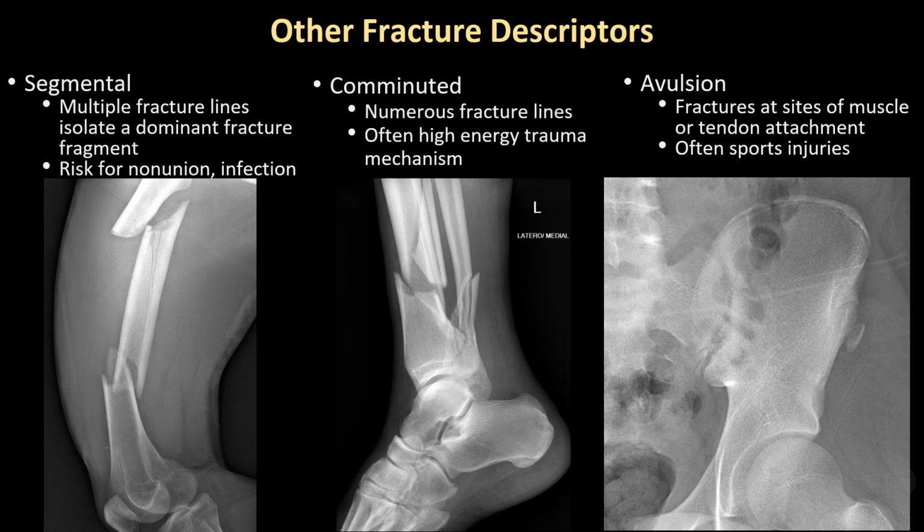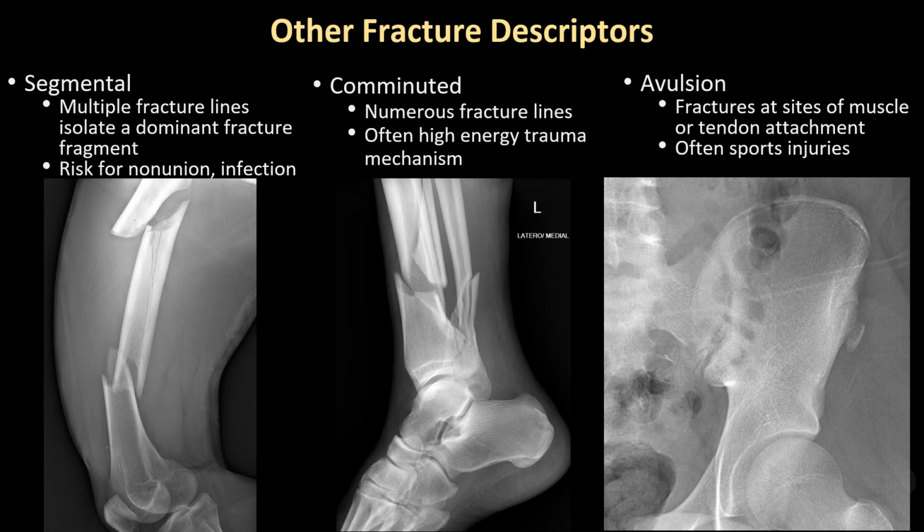Some other fracture descriptors include segmental, comminuted, and avulsion fractures. First thing being segmental fractures. These have at least two fracture lines isolating a dominant fracture fragment. On this leftmost image, you can see that the bone is broken in two different places. And you can see that that piece of femur almost looks like it's just floating around completely independent of the proximal and distal segments of the femur.